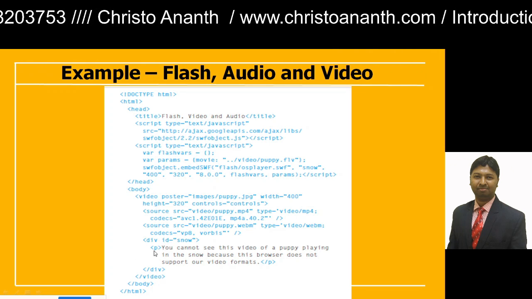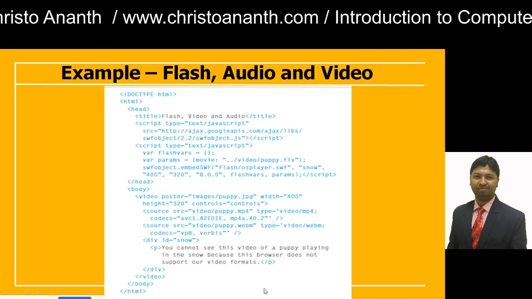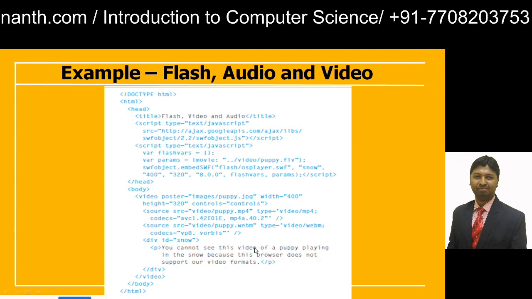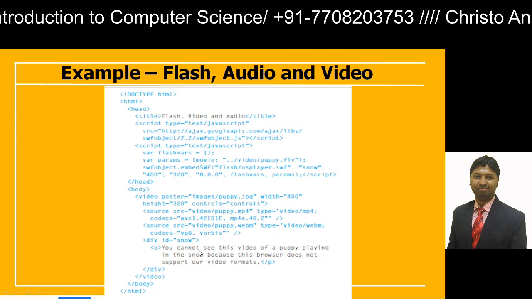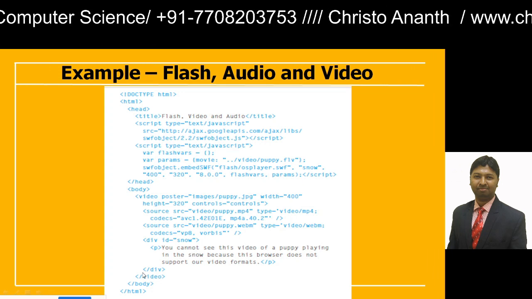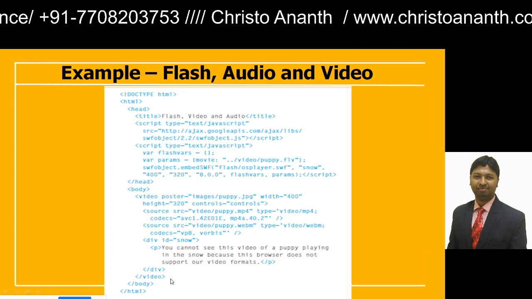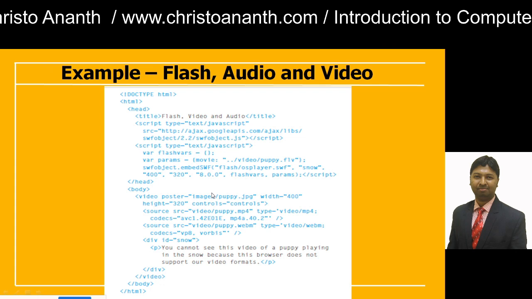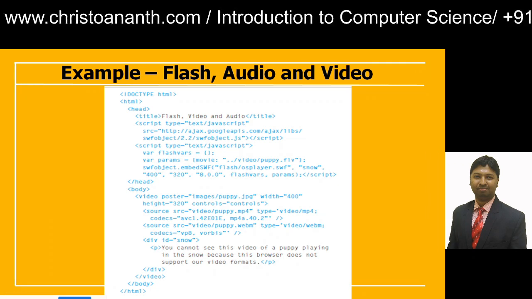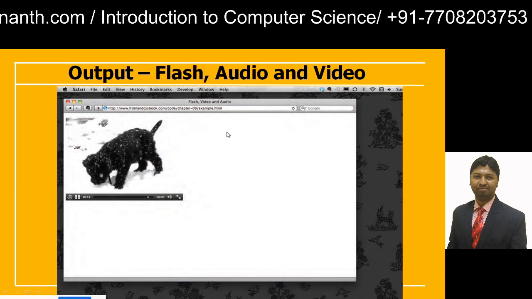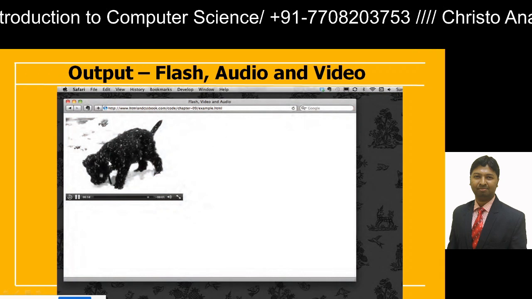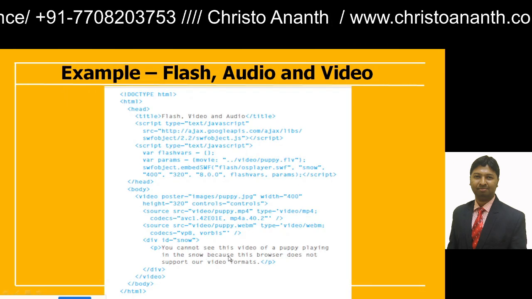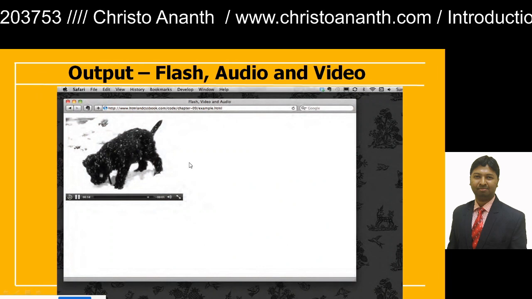And then you have the display message. For example, if the format is not supported, you will have this message. You cannot see this video of a puppy playing in the snow because this browser doesn't support our video formats. And then you close the div, slash video, slash body, slash HTML. So this is how you display it. If the format is not supported, it will show an image and then this particular message. Otherwise, it will display the video and you can play it.